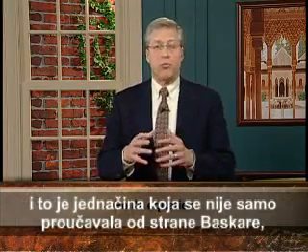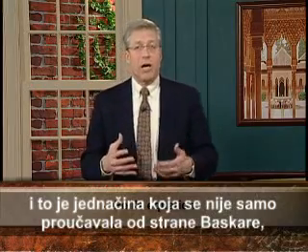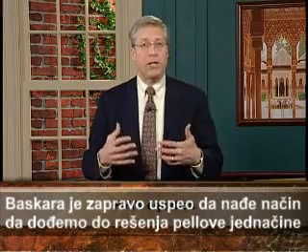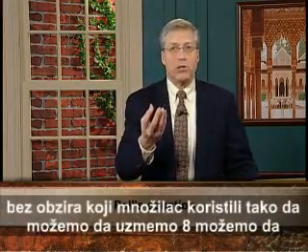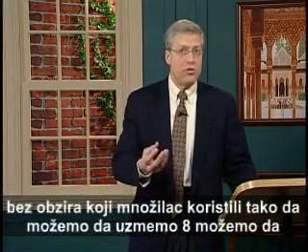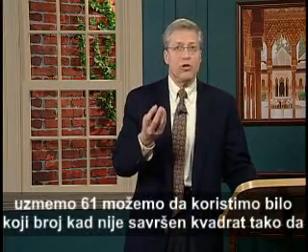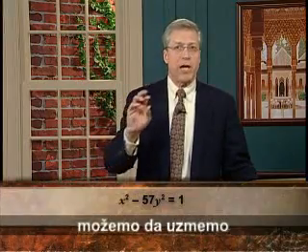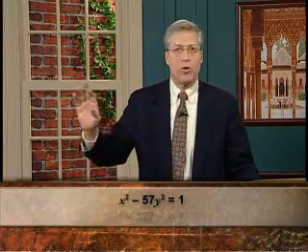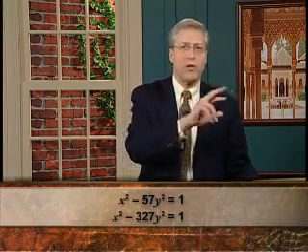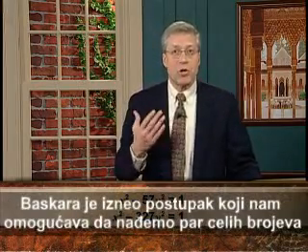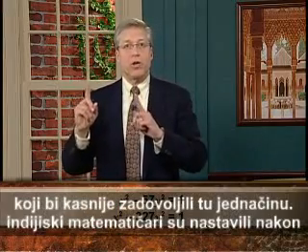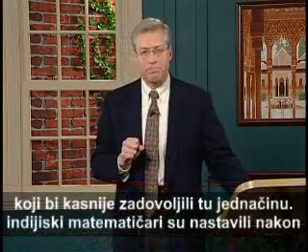And this is an equation that was not just studied by Brahmagupta. Bhaskara actually was able to find a way of coming up with a solution to Pell's equation no matter what multiplier you were using. So you could use an 8, you could use a 61, you could use any number as long as it's not a perfect square. So you could take x squared minus 57y squared equals 1, or x squared minus 327y squared equals 1. And Bhaskara laid out a procedure that would enable you to find a pair of integers that would then satisfy that equation.